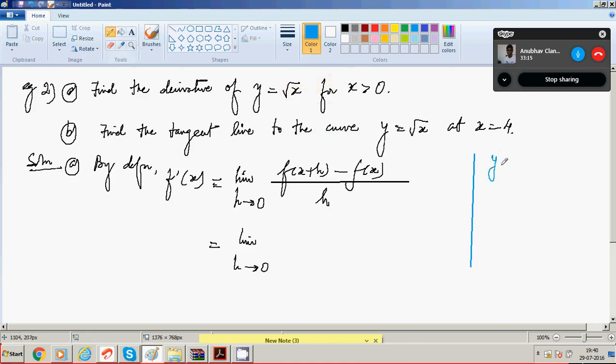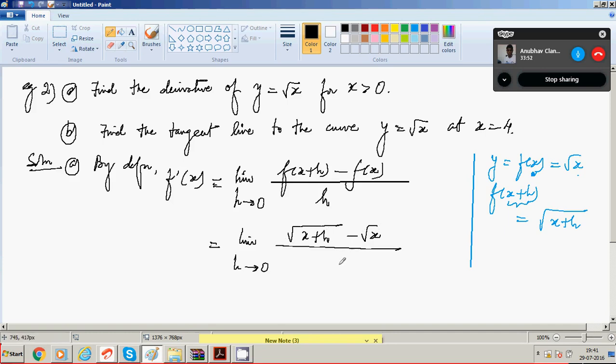See, if y equal to f of x equal to square root x, f of x plus h is square root of x plus h. Why? Because now this x has become x plus h. So wherever there was x on the right hand side, replace it with square root x plus h. So now we get the limit of square root x plus h minus square root x over h.